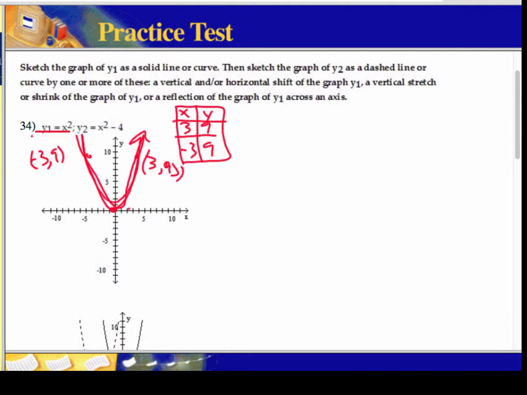All right. And then whatever that y value is, you're going to subtract 4 from it, right? So this would be (3, 5). That makes sense? So if I go to 3, this would be (3, 5), (-3, 5). This would be the point (3, 5), and then down here is (0, -4).